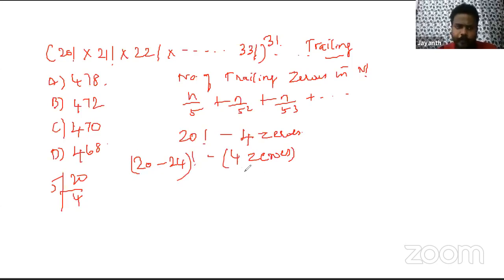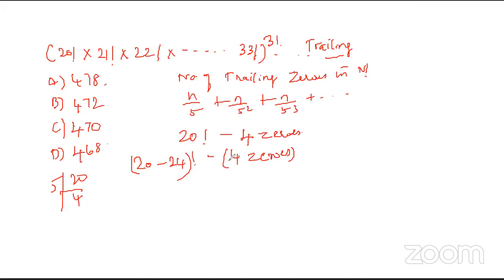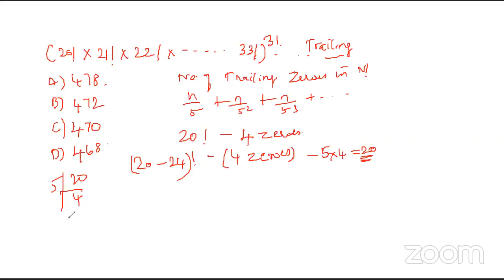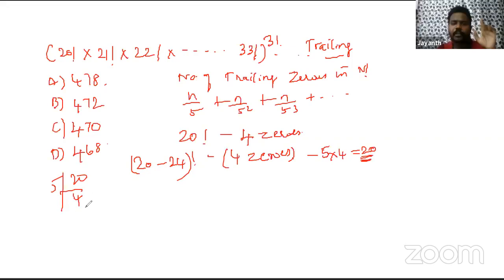Is that clear, guys? Yes, sir. From 20 to 24, how many numbers do you have? 20, 21, 22, 23, 24. So 5 numbers, and each has 4 zeros. So 5 fours, total 20 zeros. In 20 factorial we have 4 zeros, in 21 factorial 4, 22 factorial 4, 23 factorial 4, 24 factorial 4. So 4 plus 4 plus 4 plus 4 plus 4, total 20 zeros. Is that clear, guys?